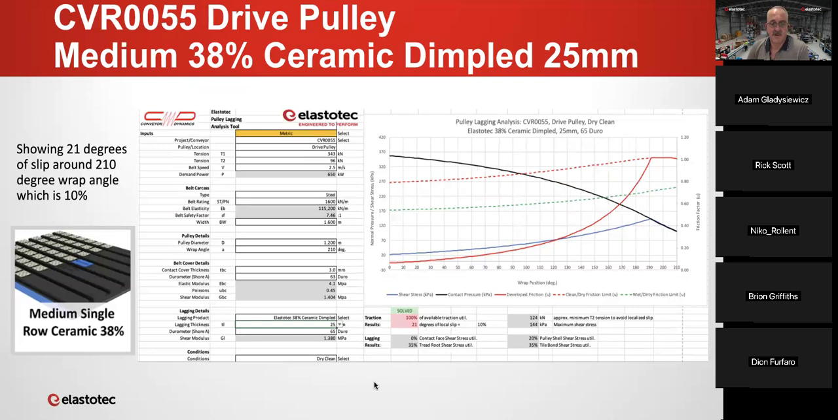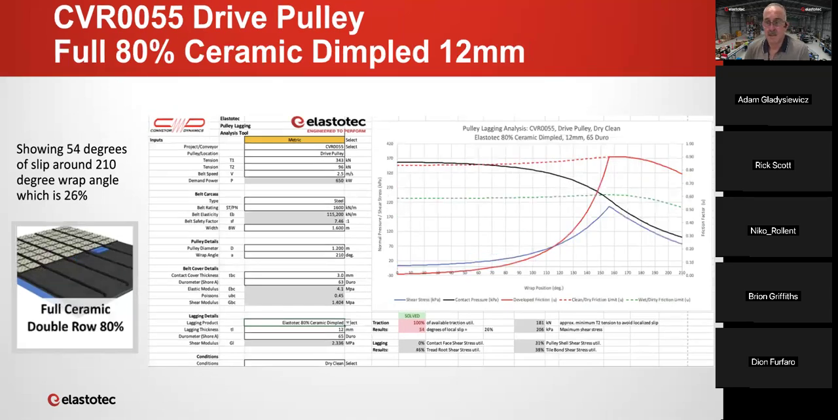This is just a 25 mil version of the 38% ceramic. Again, the increase in thickness to 25 mil has reduced the number of degrees of slip from 40 degrees to 21. There's no fatigue. You can see the maximum shear stress has also dropped because of the extra flexibility.